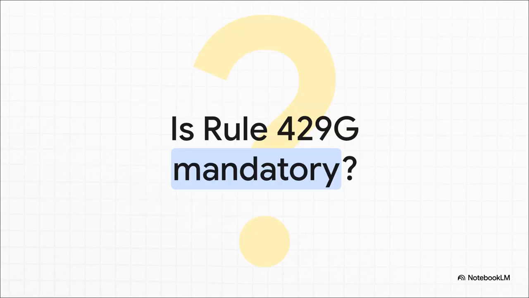And this is the million-dollar question. It's one that actually divided judges for years, which makes it a perfect exam topic. Does Rule 429G mean you have to use one of these 3 pathways, or can you still do it the old-fashioned way?